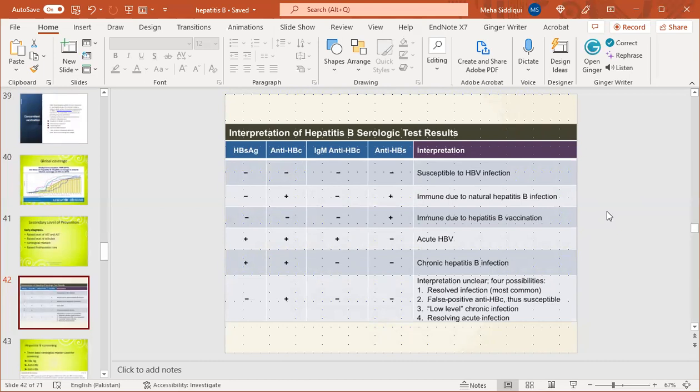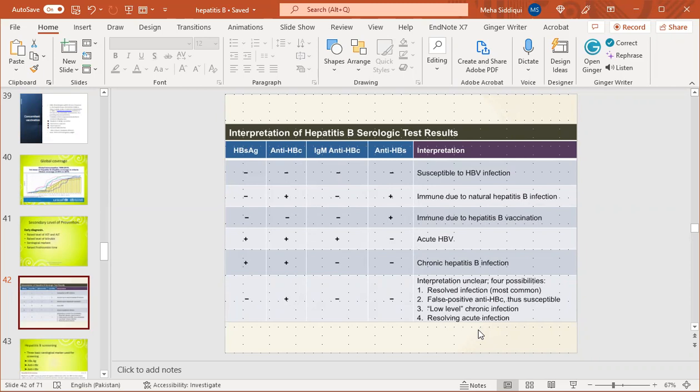natural hepatitis B infection. And if anti-HBs and anti-HBc are positive, the person is immune due to natural hepatitis B infection. But if only anti-HBs is positive, it shows that the person is immune due to hepatitis B vaccination. If hepatitis B surface antigen and IgM anti-HBc are positive, it shows acute hepatitis B virus infection. While if hepatitis B surface antigen and anti-HBc are positive, while IgM anti-HBc is negative, or we have IgG anti-HBc, then it shows chronic hepatitis B infection. And if anti-HBc is positive only, then the interpretation is unclear.